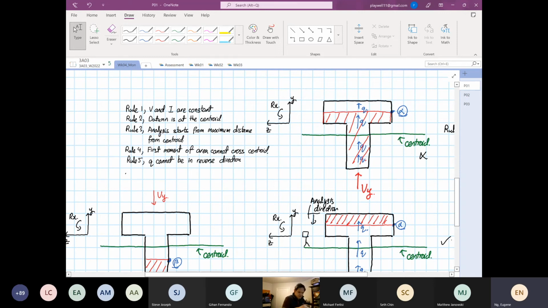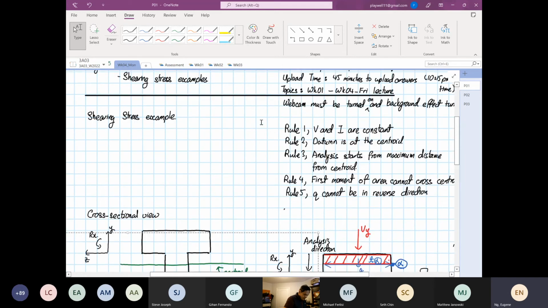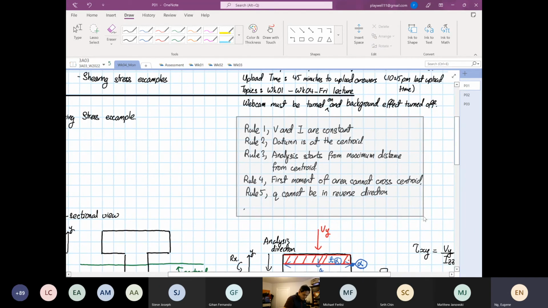Now let's quickly go into an example where we can plug in numbers. I know if you cannot plug in numbers, you get frustrated. I also get frustrated if I cannot plug in numbers.